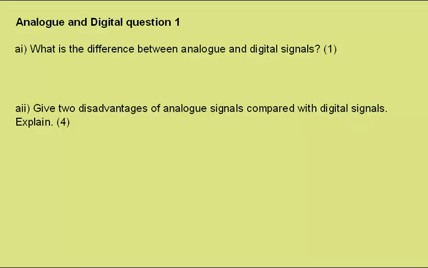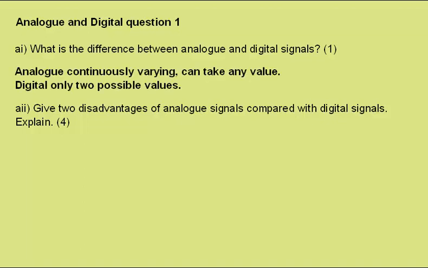Analog and digital, question 1. First part, A1. What is the difference between analog and digital signals? Just 1 mark for this, so all we're looking for is that analog signals are continuously varying or can take any value, whereas digital can only have 2 possible values, which are taken as 0 and 1, or off and on.